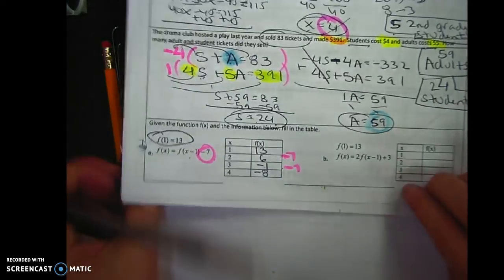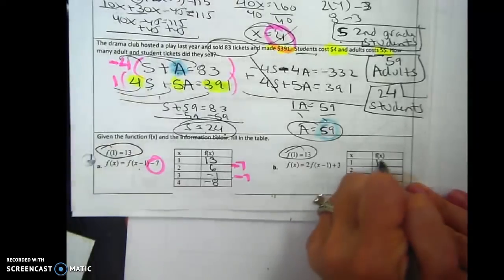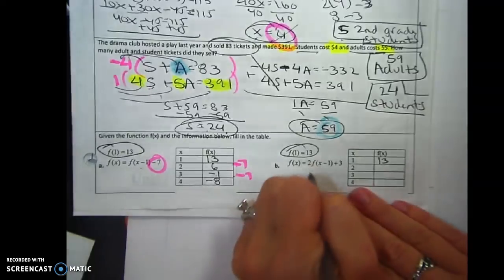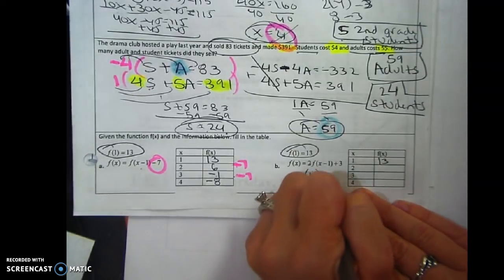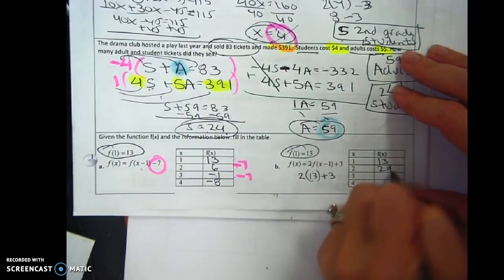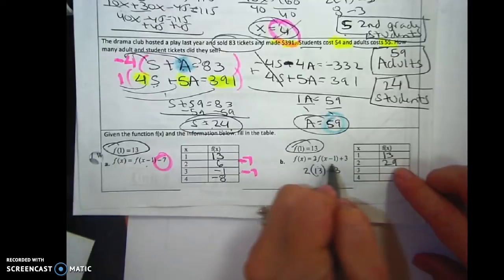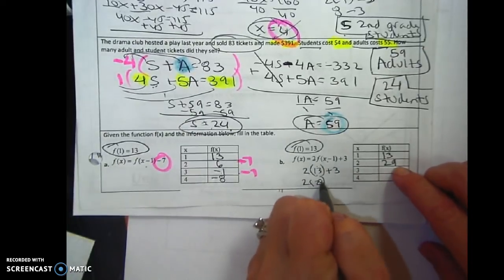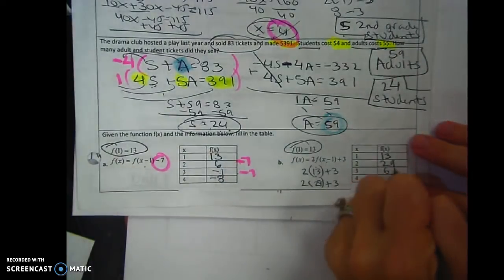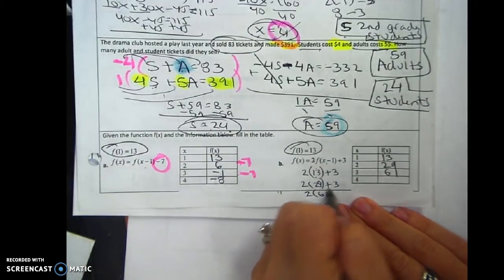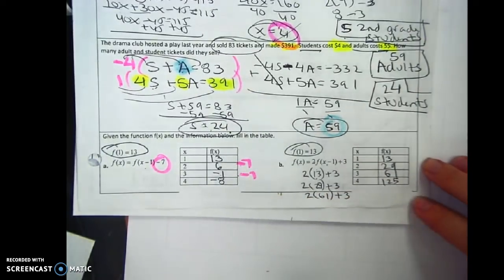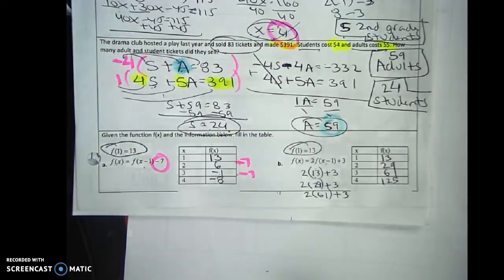Let's take the next one. The next one is, hey, what's the first term? Okay, 13. Now this time what they're doing is they're saying, okay, take that 13, multiply it by 2, and add 3. So 2 times 13 is 26, plus 3 is 29. Now they want you to take the 29, 2 times 29 is 58, plus 3 is 61. Take that. 2 times 61 is 122, plus 3 is 125. Okay? Page 2, done.